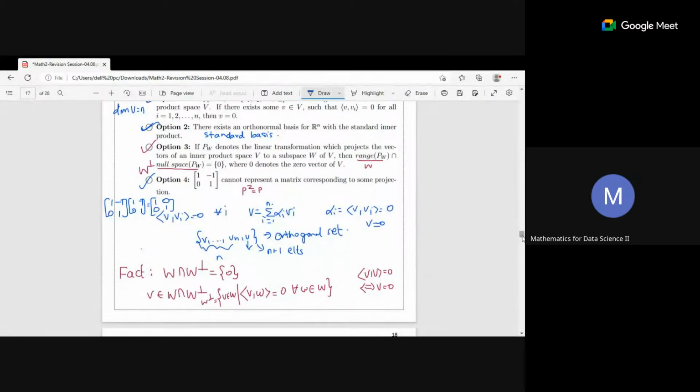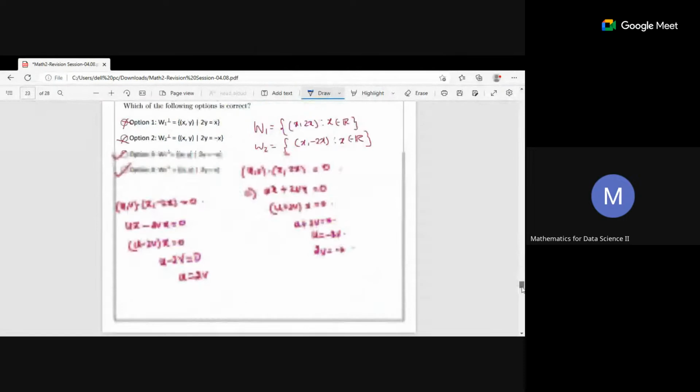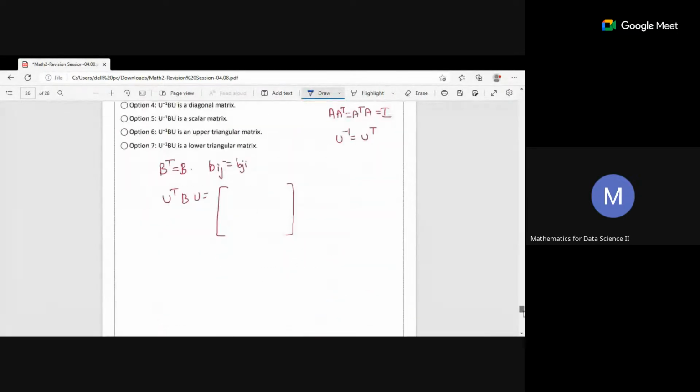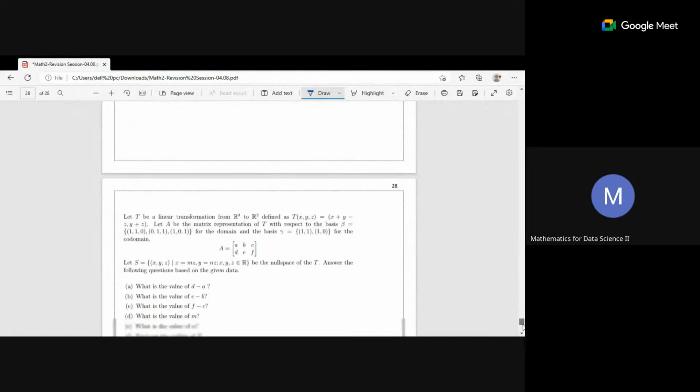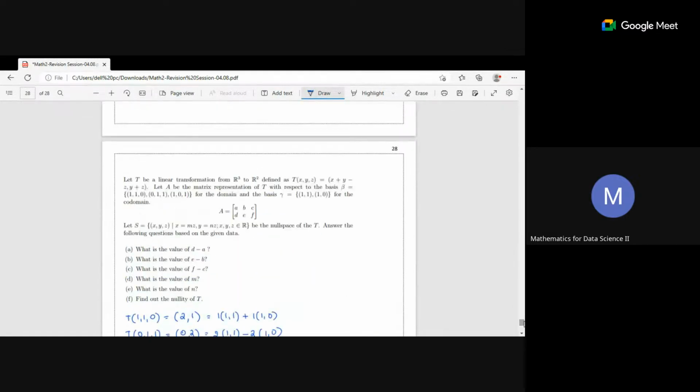Okay, and there was one question from the previous session which you all wanted me to do. I have already solved it here. Let T be a linear transformation from R3 to R2 defined as T of x, y, z in this way. I guess this was the question you asked, right? Yes, ma'am, this was the question. Now let A be the matrix representation of T with respect to some other basis for domain and for codomain. A is given in this format. You are asked to find the null space, and they have given a specific format for the null space. This is important here.